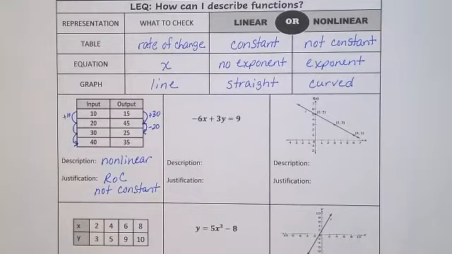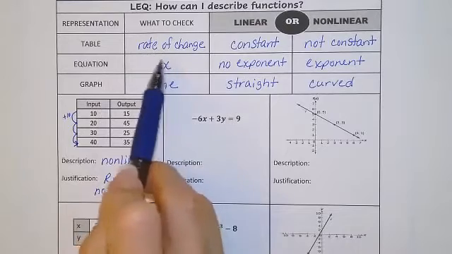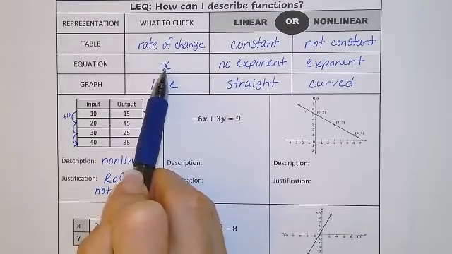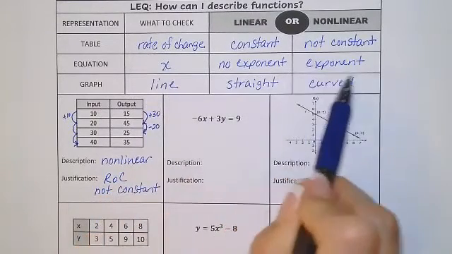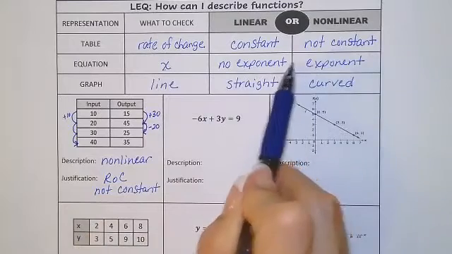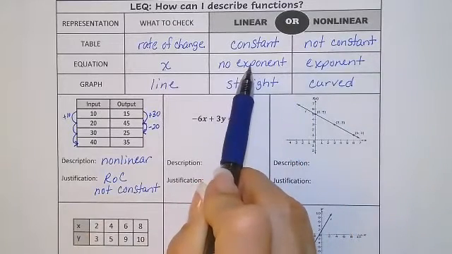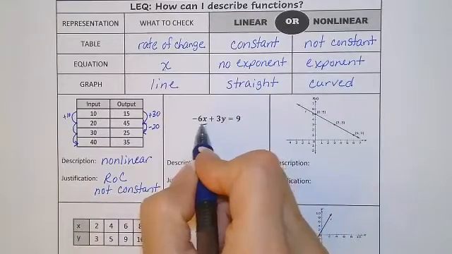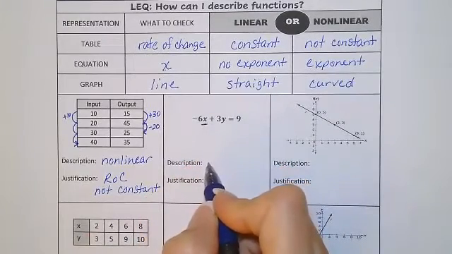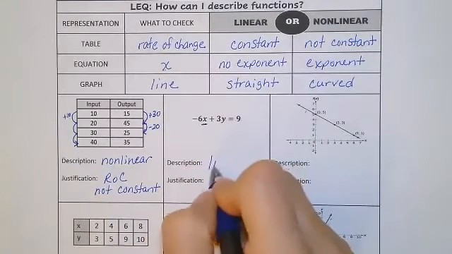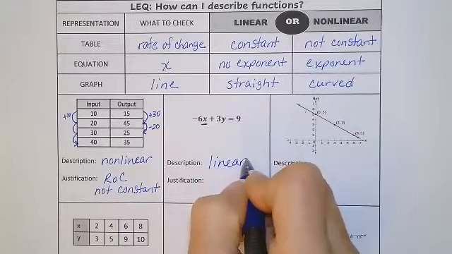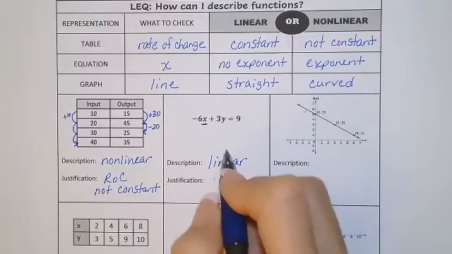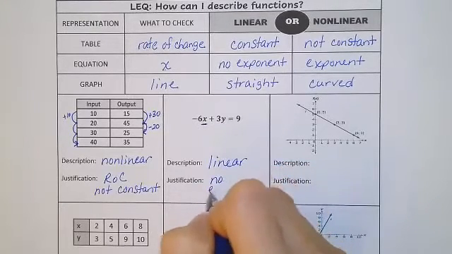All right, next we have an equation, and we know when we're looking at equations, we're going to check x. If it has an exponent, then it's going to go off on an expedition and be curved. No exponent, it's going to be linear. So here is my x. There is no exponent on it, so that means that it would be linear. In the justification, no exponent.